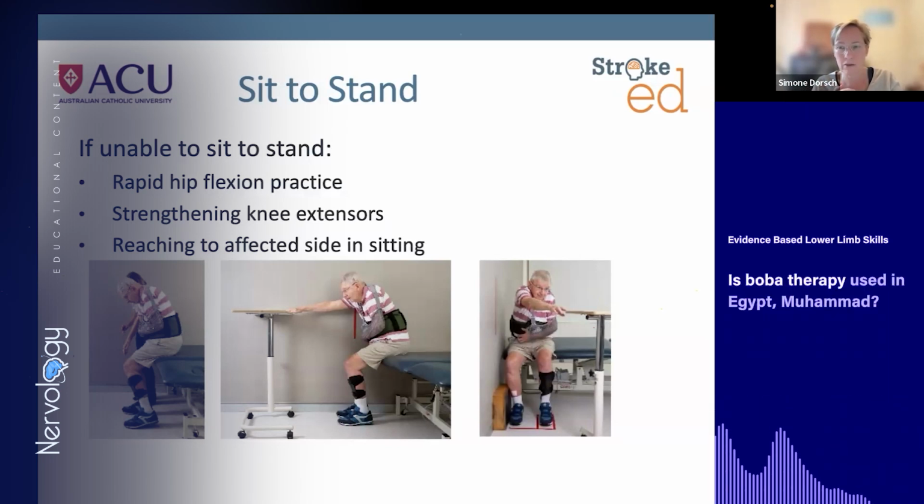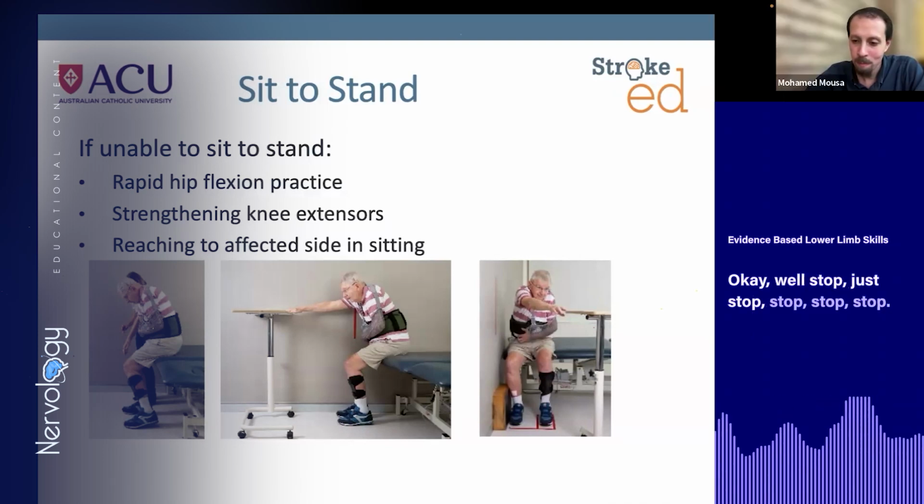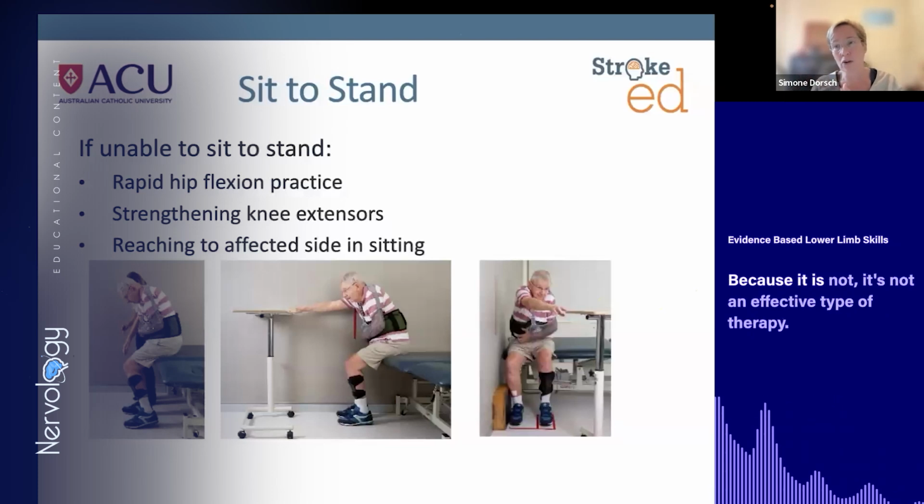Is Bobath therapy used in Egypt, Mohamed? Actually, yes. Okay, well, stop. Just stop. Because it is not an effective type of therapy.